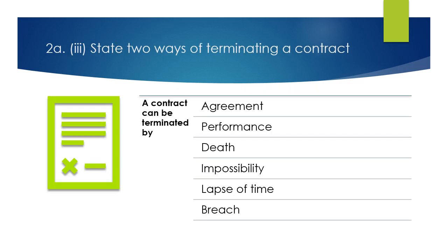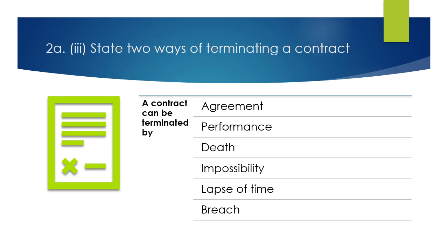Two ways of terminating a contract. So a contract can be terminated by agreement, performance, death, impossibility, lapse of time, and breach. So with agreement, the parties involved in the contract agreed together that they no longer want to continue with the contract for whatever reason, right? A contract can also be terminated by performance. This means that the parties within the contract performed or completed their obligations within the contract.